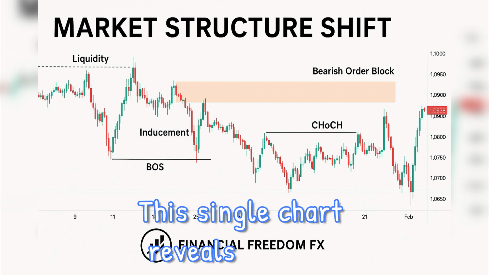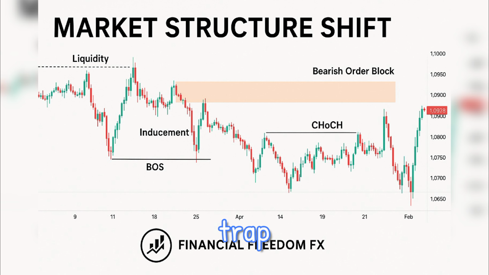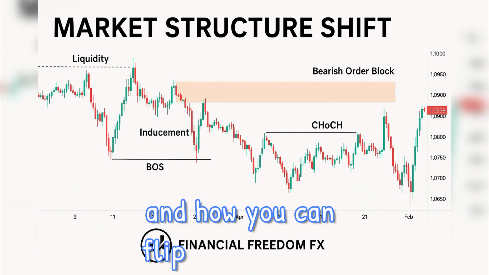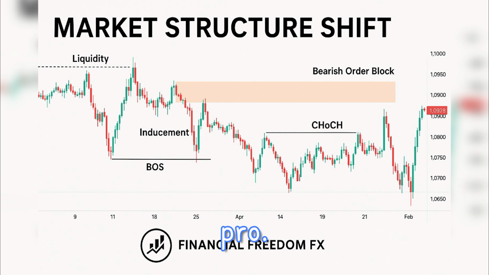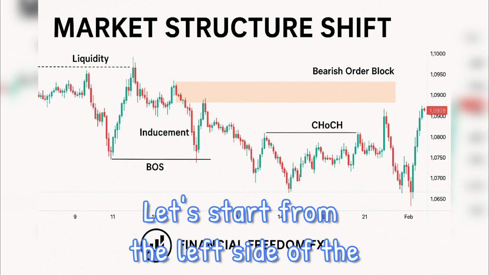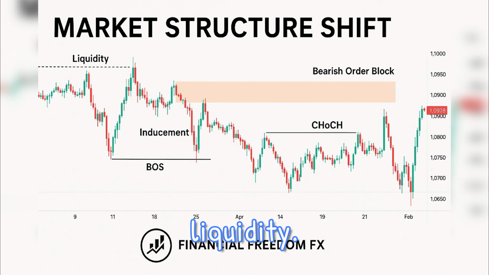This single chart reveals exactly how institutions trap retail traders and how you can flip the game by trading like a pro. So stay locked in because this is a pure gold strategy. Let's start from the left side of the chart, the area marked liquidity.